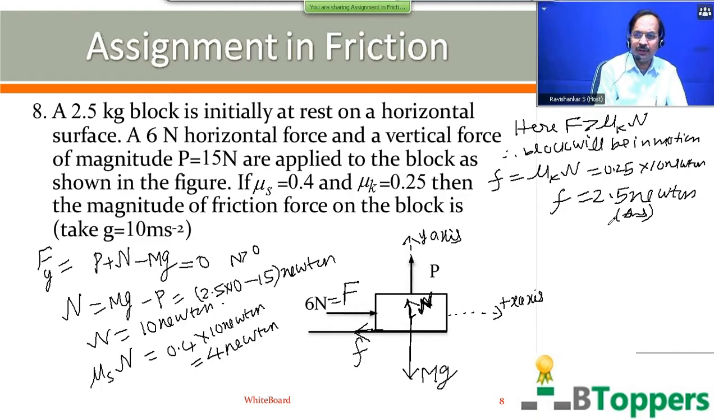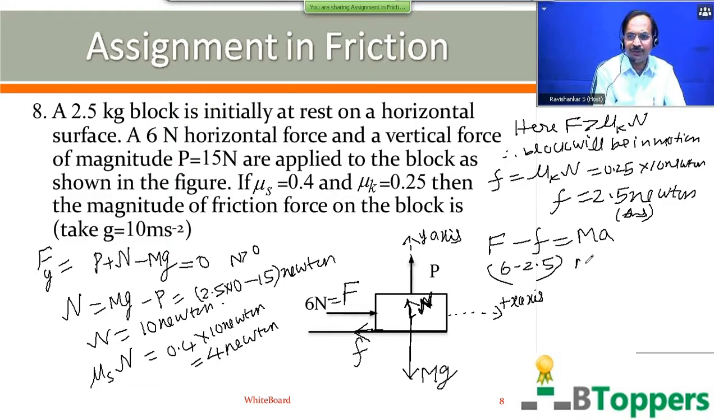In case you are asked to find the magnitude of acceleration of the block also, you have to apply Newton's second law. The magnitude of the resultant force on the block, you can write as capital F minus small f. So Newton's second law can be written as mass into acceleration, that is 6 minus 2.5 newtons equal to 2.5 kg into a.